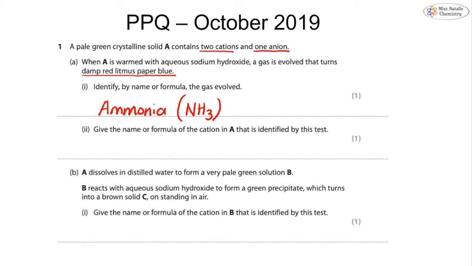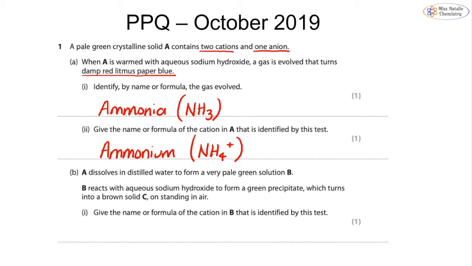Remember, if you give both the name and the formula, both of them have to be correct. So you can give one or the other here if you're not 100% sure. But usually for an A2 level student, you should know the formula for ammonia. We can then determine, well, if we give off ammonia gas, what cation do we have? And the cation is ammonium, which is NH4+. And remembering that we have to have the plus as well.